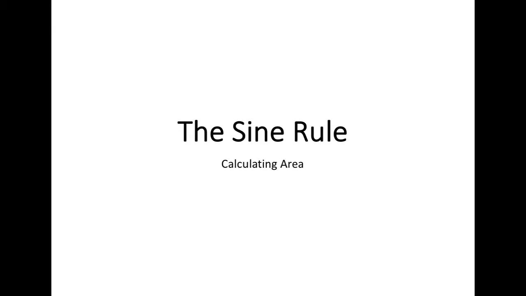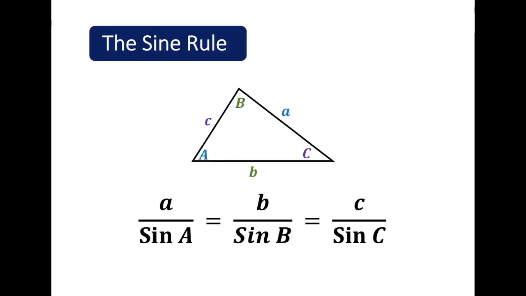This video is going to have a look at how we can use sine rule calculations to help us calculate the area of a triangle. The sine rule states that side A divided by the sine of angle A is equal to side B divided by the sine of angle B, which is also equal to side C divided by sine of angle C. So we can use any combination of the sine rule to find the side length of a missing side or the angle size of a missing angle.